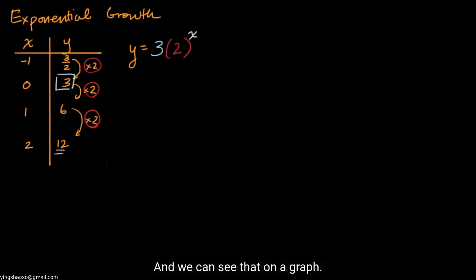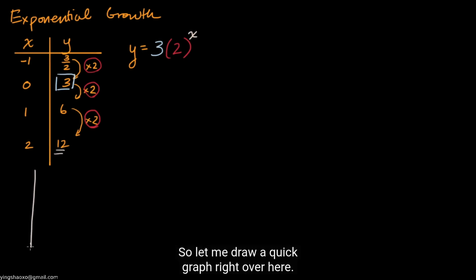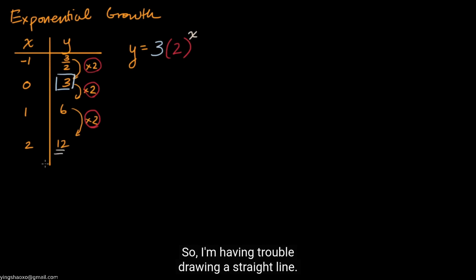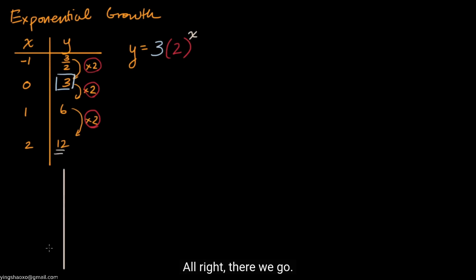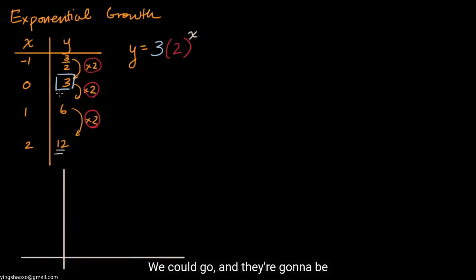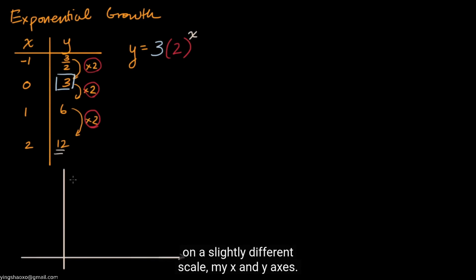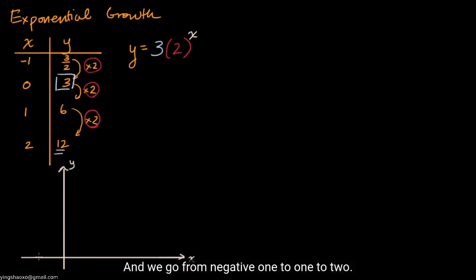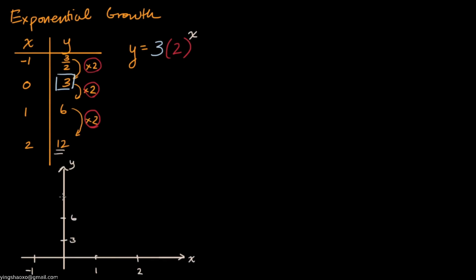And we can see that on a graph. So let me draw a quick graph right over here. So this is the x-axis, y-axis, and we go from negative 1 to 1 to 2. They're going to be on a slightly different scale, my x and y axes. And let's see, we're going all the way up to 12. So let's say that this is 3, 6, 9, and let's say this is 12.